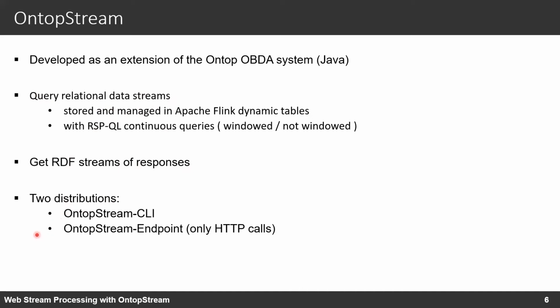The software is available in two distributions: the OntopStream CLI, which allows us to query using a command line, and the OntopStream endpoint, which is the tool we will see today, which is the most advanced, which exposes an HTTP endpoint, which is eventually queryable using also a Python notebook. So today we'll see the Python notebook methodology because this is the most advanced. The command line is usually delegated to testing and developing of the data integration process.